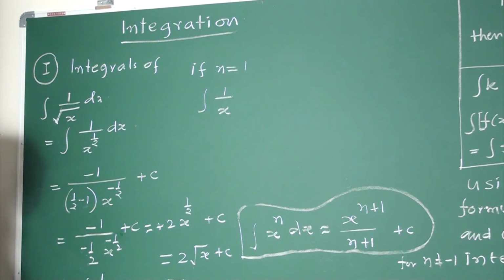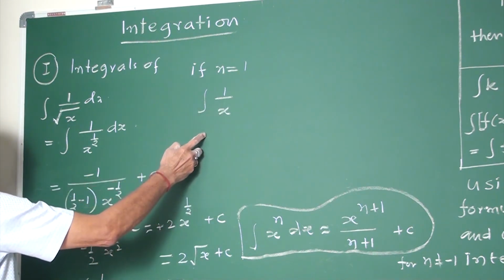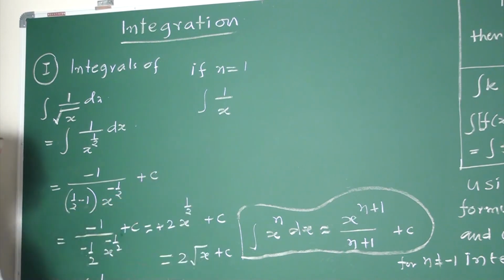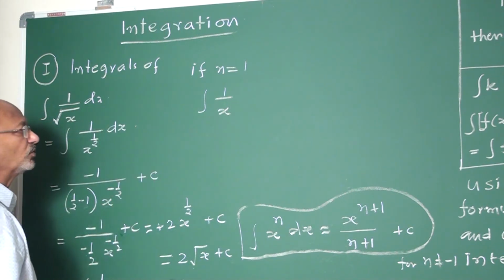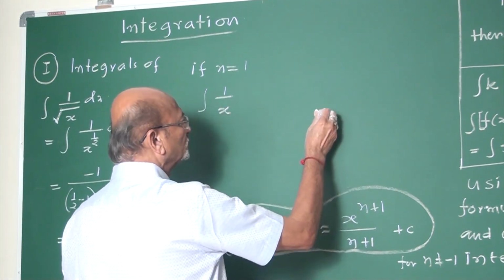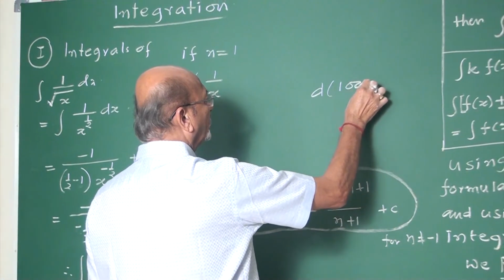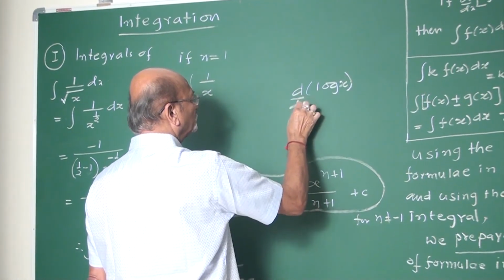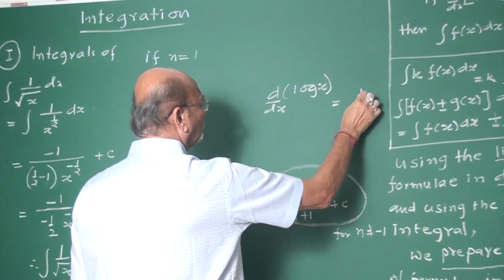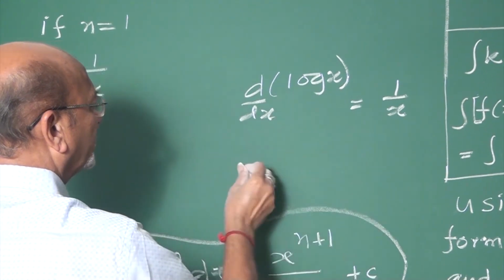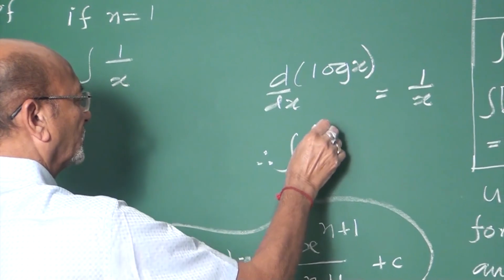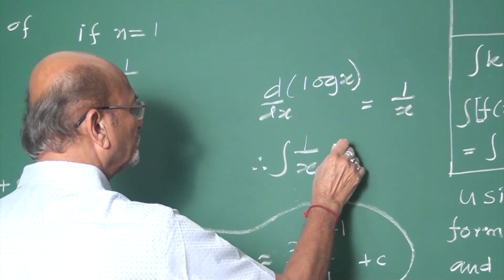The denominator becomes n minus 1, that is 1 minus 1, which is 0. When the denominator is 0, it is undefined, so we can't use this formula when n is 1. If n is 1, what will you do? Yes, my friends, we have to use this formula. What is that? The derivative of log x with respect to x is 1 by x. Reversing, integral of 1 by x with respect to x is log x.